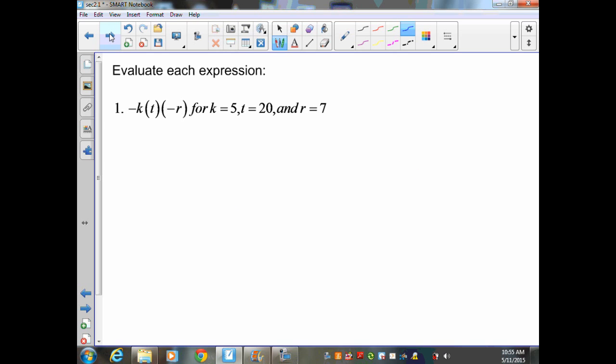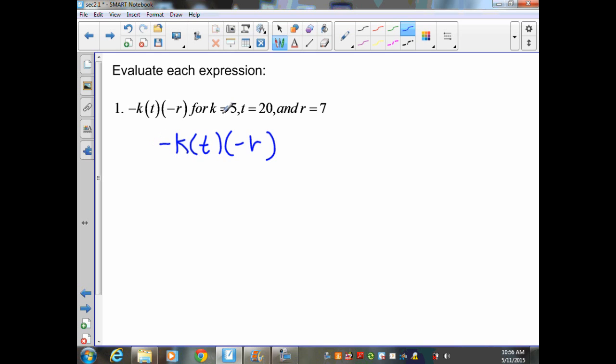Here we want to evaluate each expression. I am given a negative k times t times a negative r, for k equal to 5, t equal to 20, and r equal to 7. So what we need to do is substitute. I'm going to write this problem down on my paper. If I was at home and I see this in the book, I would write a negative k times t times a negative r. Then I would substitute.